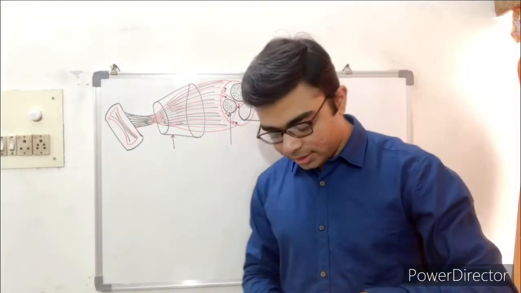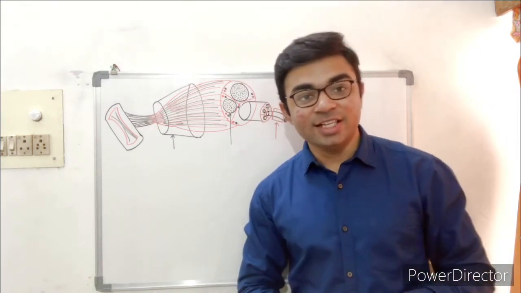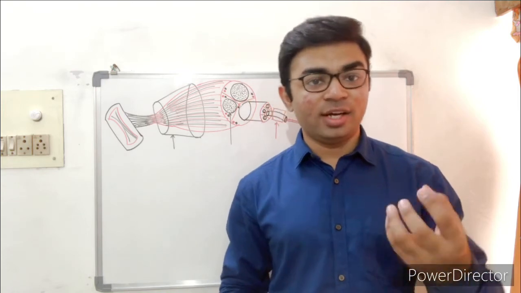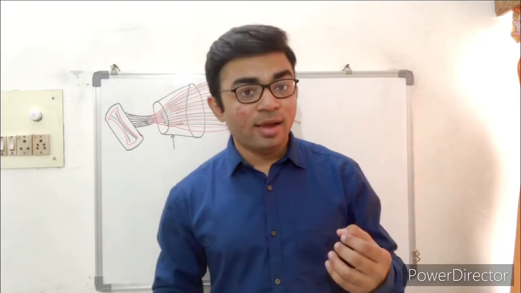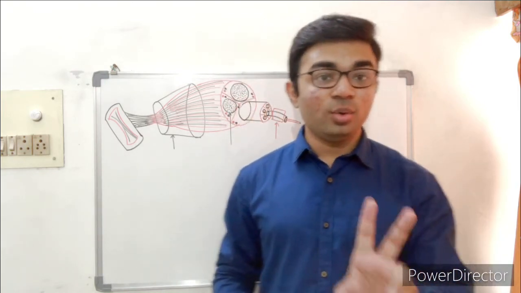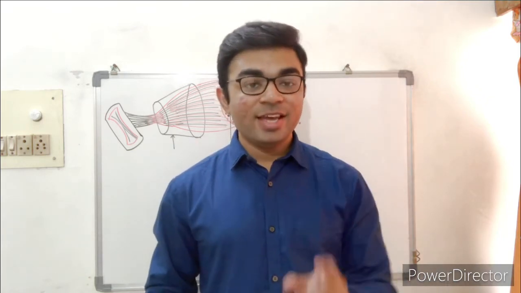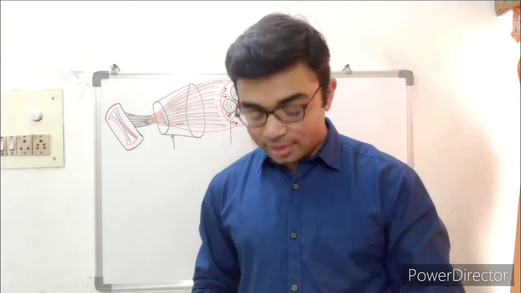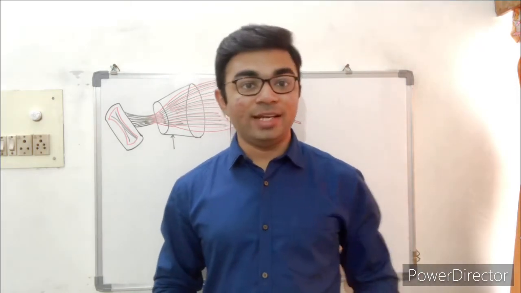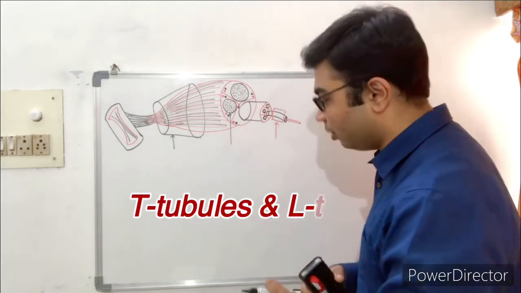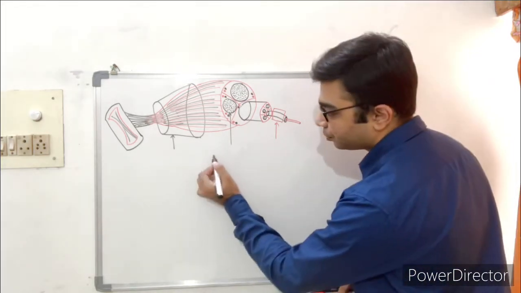So we know that in the muscle fiber or the muscle cell, there are many cellular organelles present, that is mitochondria, Golgi apparatus, and with all this there are two tubules which are present along with the myofibrils. These two tubules are known as the T-tubules and the L-tubules. Let me draw a diagram over here so it will be clear to you.